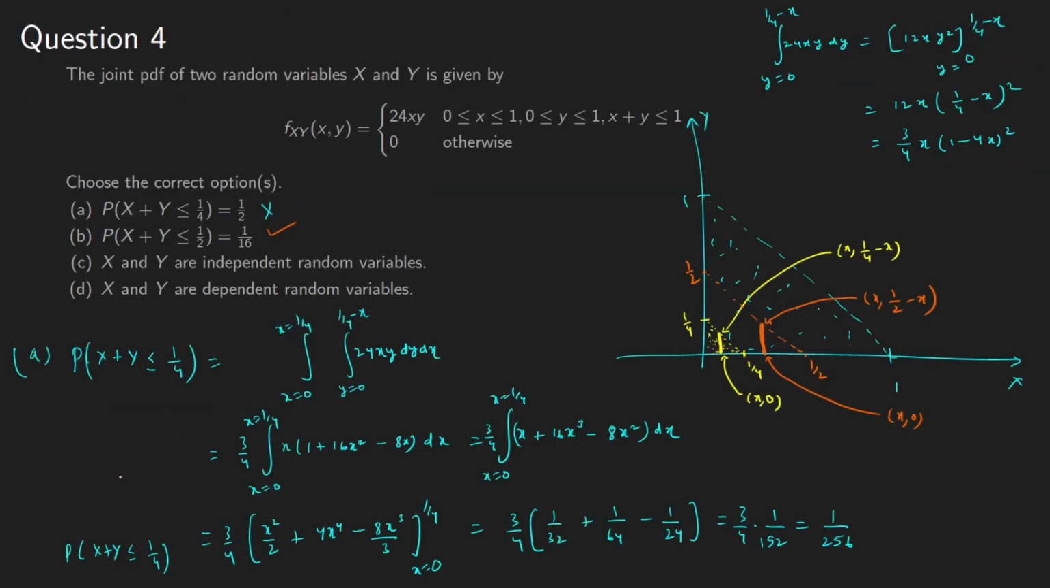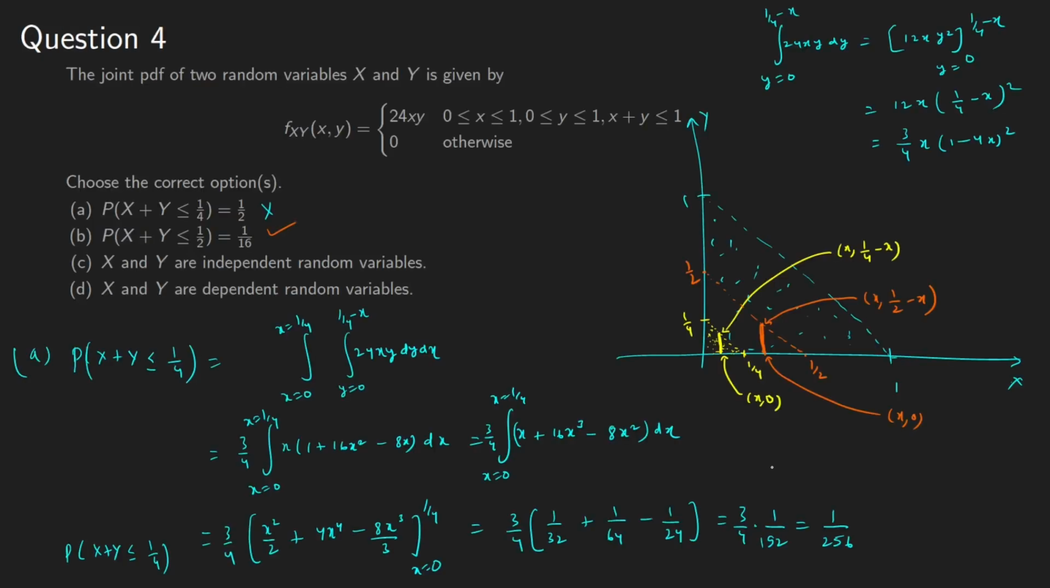Now the last two options are asking whether these are independent or dependent. For that we will need to calculate the marginal PDFs of x and y, and then check whether the product of the marginal PDFs is equal to the joint PDF of x and y. So first we will calculate the marginal PDF of x. For calculating the marginal PDF, we will need to calculate a similar integration to what we did for these cases.